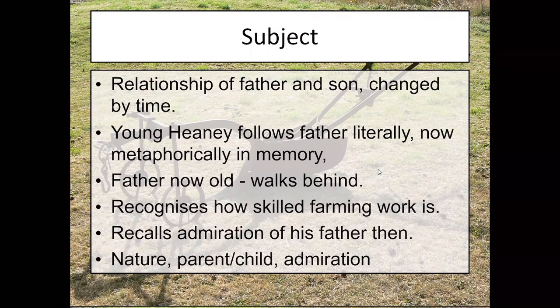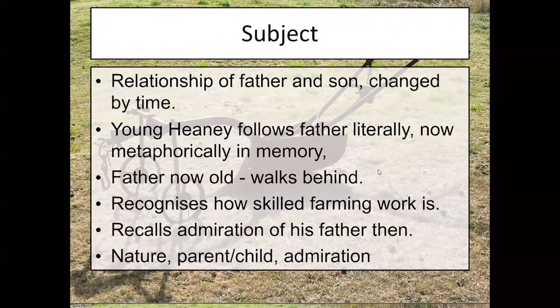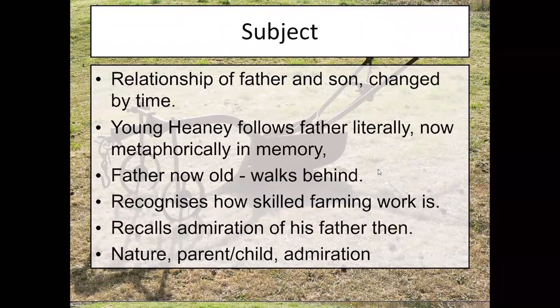Children will often feel like they can never match up to the standards set by their parents. And then ironically, it talks about how that dynamic shifts as time goes on. Ultimately, it's the parents that rely on their children to look after them. So it's all about the dynamics between the parent and the child and how that changes over time. The father is old and walks behind, and that's a role reversal. It recognizes how skilled farming work is, so it looks at that as well. Perhaps family traditions and family jobs and how they're passed down, and how sometimes that isn't always the best thing for the child, or even possible for the child to follow in their parents' footsteps. But it's also a poem about admiration of the parent.